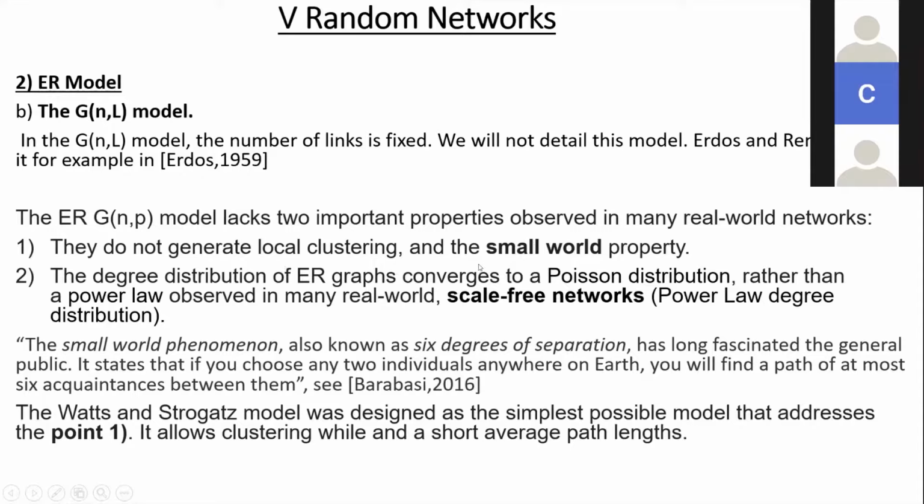The problem with that is a property known as the small world. I quoted that from the book of Barabasi. The small world phenomenon, also known as six degrees of separation, states that if you choose any two individuals anywhere on Earth, you will find a path of at most six acquaintances between them. This means that even in France or the United States, you are not far from President Biden.